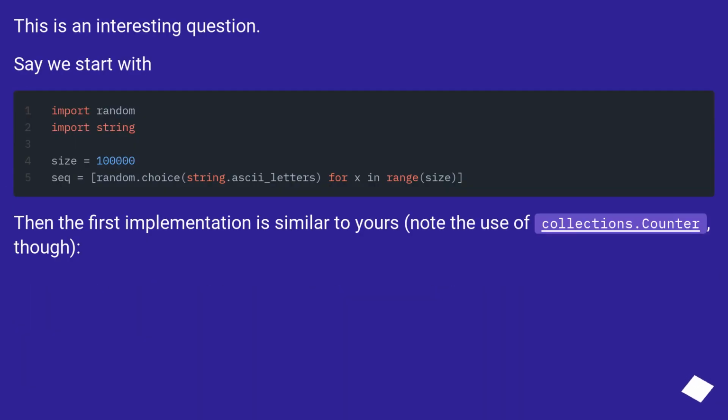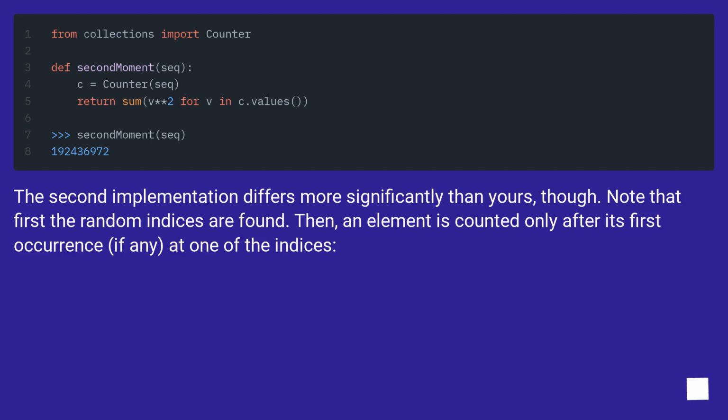This is an interesting question. Say we start with this. Then the first implementation is similar to yours. Note the use of collections.Counter, though. The second implementation differs more significantly than yours, though. Note that first the random indices are found. Then, an element is counted only after its first occurrence, if any, at one of the indices.